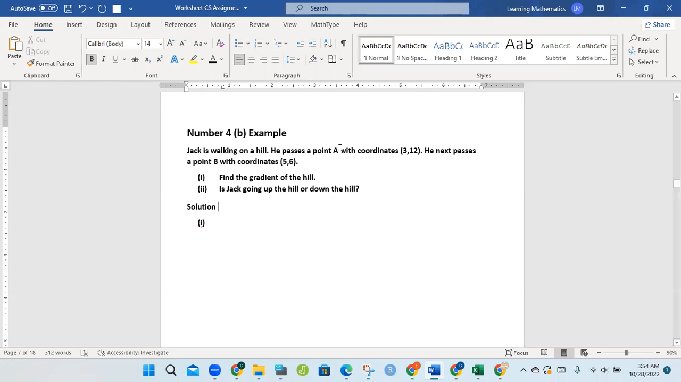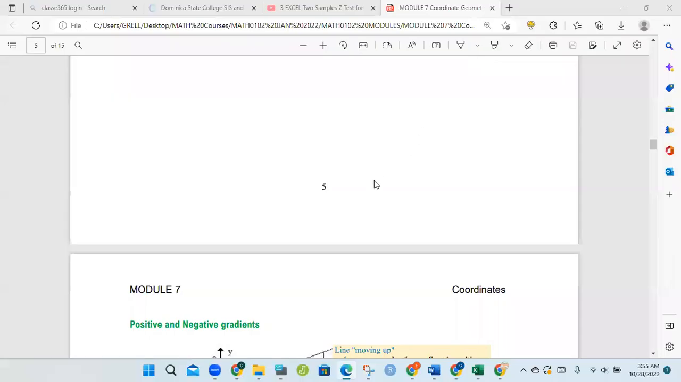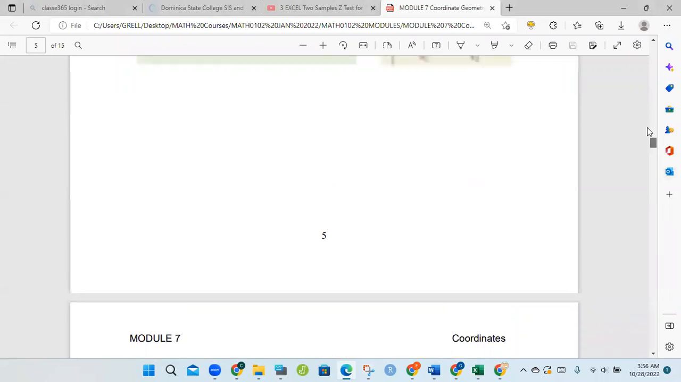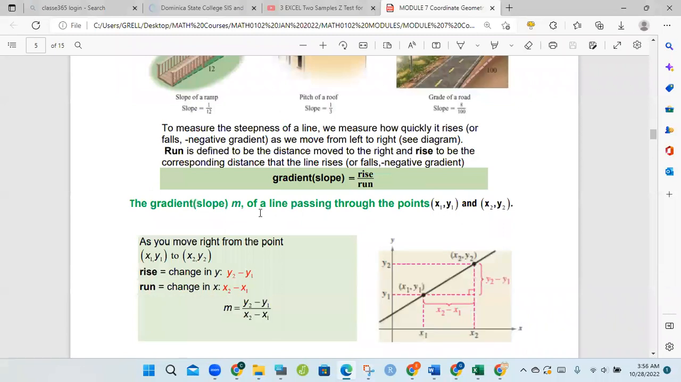We are going to look into module 7 to obtain the equation for the gradient of a line that joins 2 points. In module number 7, page 5, you can get the formula for the gradient if a line passes through 2 points, x1, y1, x2, y2. An abbreviation for gradient or slope is rise over run, meaning how much rise with every 1 unit of run.